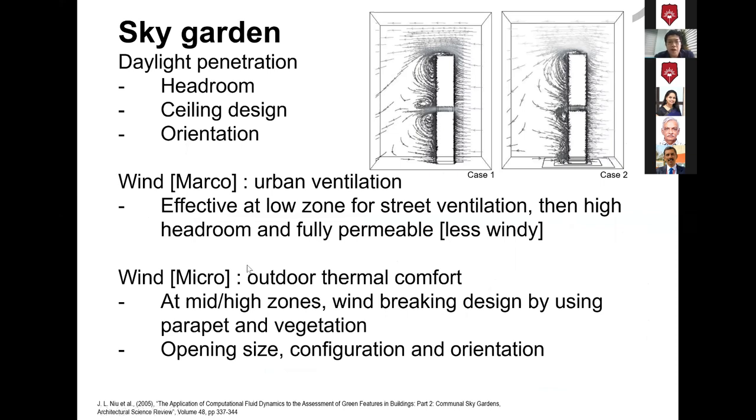And this is a summary. For the macro level, we want to facilitate the urban ventilation, so it should be effective at the lower zone. What is the lower zone? In Hong Kong, it's about from the ground level to 20 meters. That is the low zone because in the old days, all the old buildings were at that height. So we try to have high headroom to provide better ventilation at the street level.